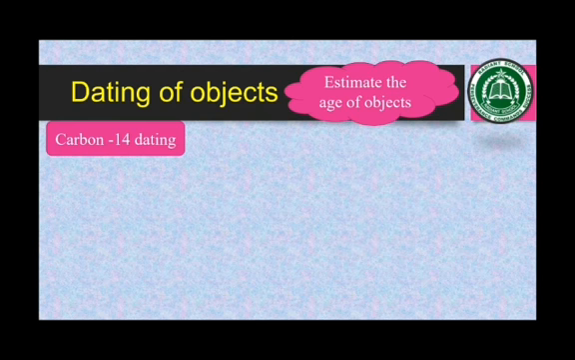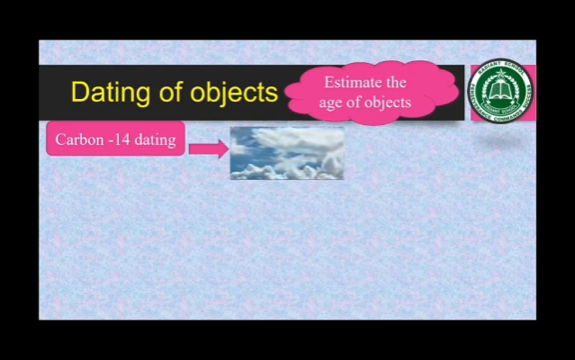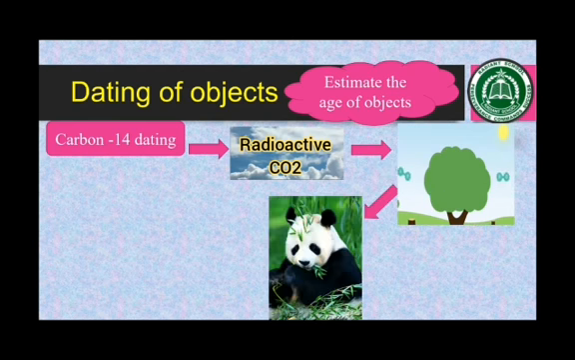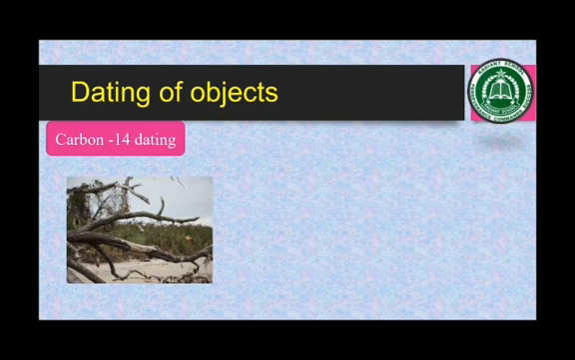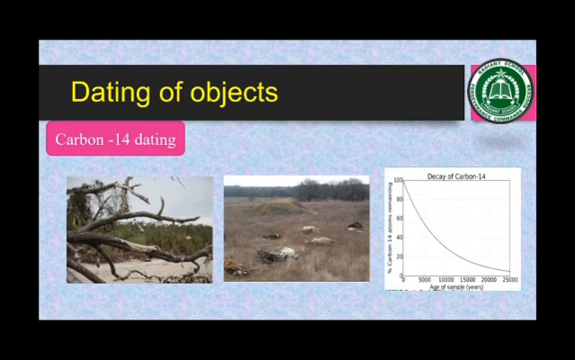This technique is based upon the fact that carbon-14 is constantly created in the atmosphere in the form of radioactive carbon dioxide, which is absorbed by plants during photosynthesis, and animals acquire it when they consume these plants. So in all living things, the concentration of carbon-14 keeps on increasing. But after the death of these organisms, the amount of carbon-14 starts decreasing because the radioactive decay of C-14 starts.